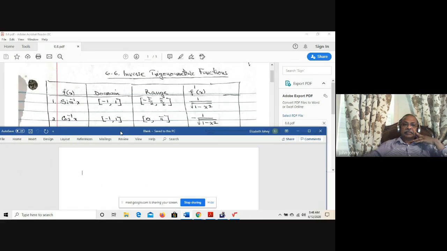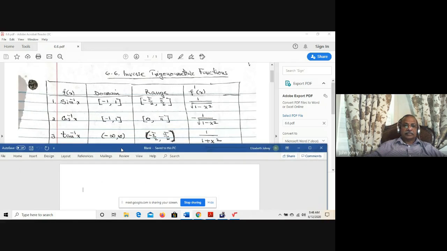Cos inverse x, its domain is negative 1 to 1, and the range is from 0 to pi, and f prime x is negative 1 over square root of 1 minus x square.